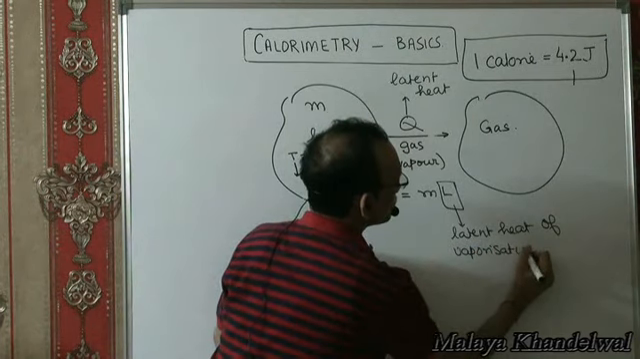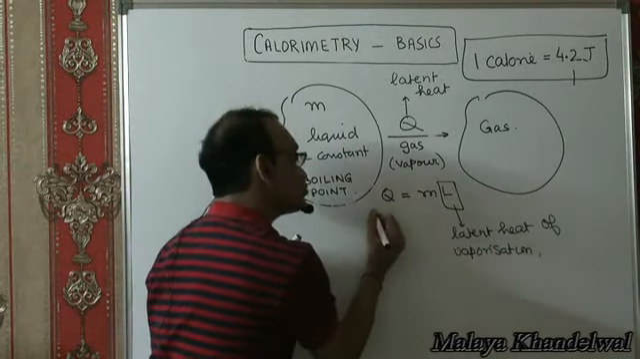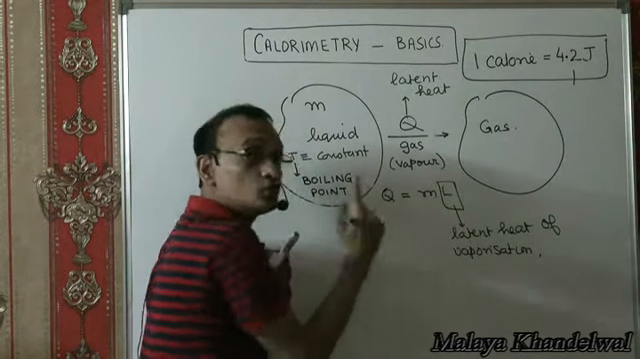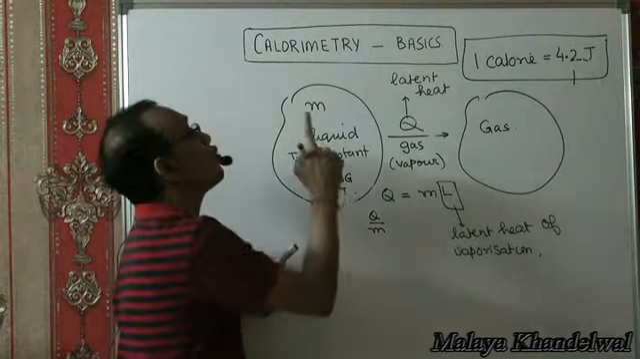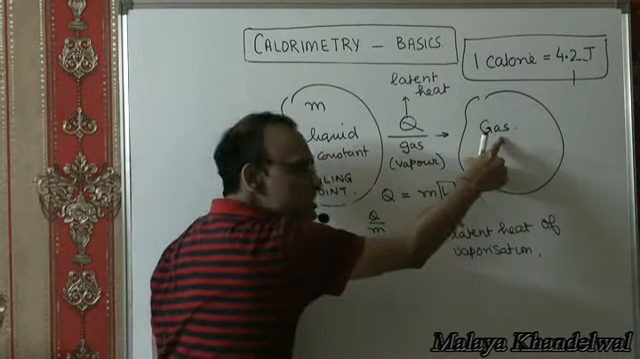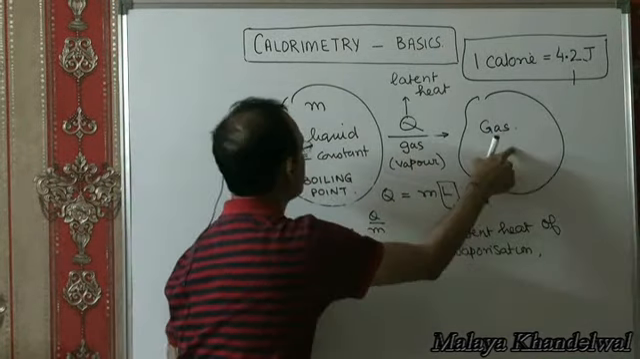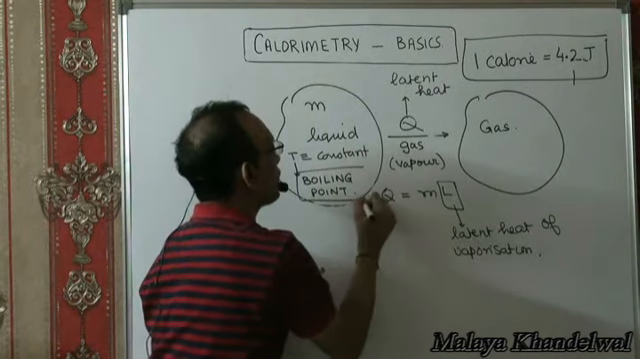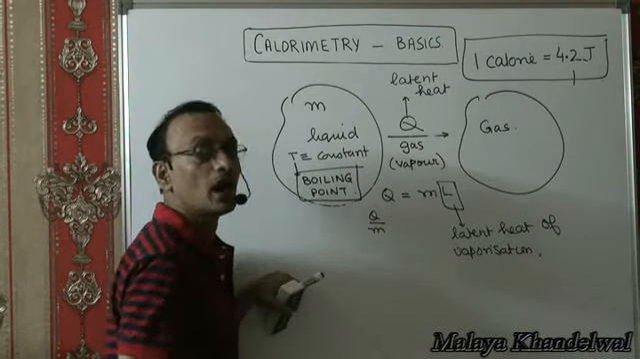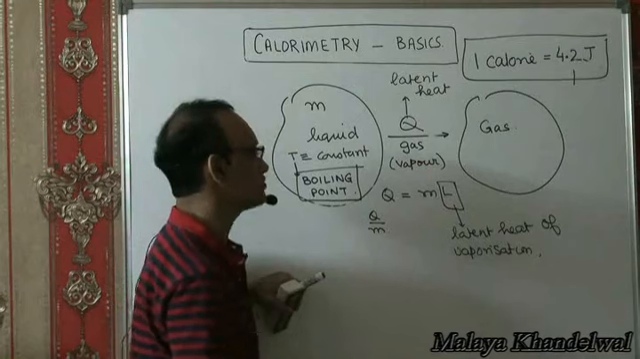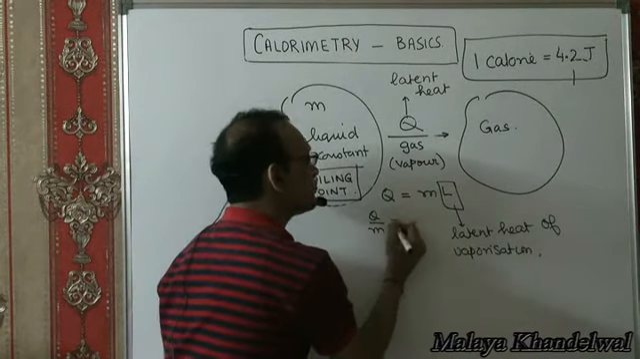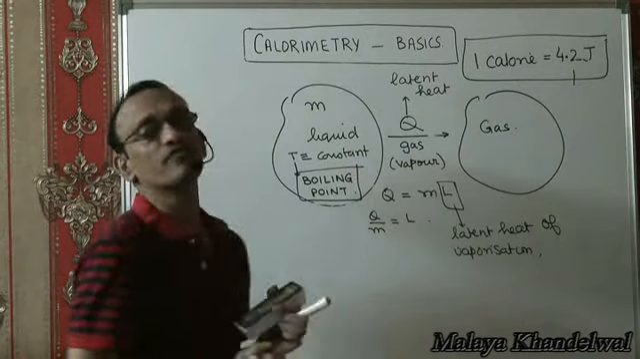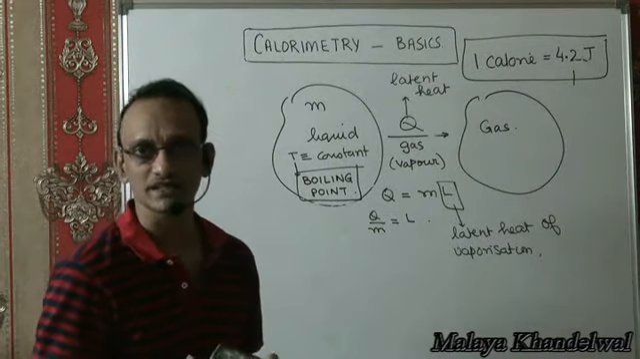Which is what? The amount of heat required to convert 1 gram or unit mass of a substance from its liquid to gaseous state at its boiling point, under normal pressure, atmospheric pressure, then that's defined as latent heat of vaporization, right?